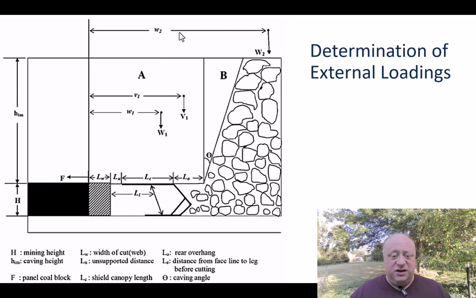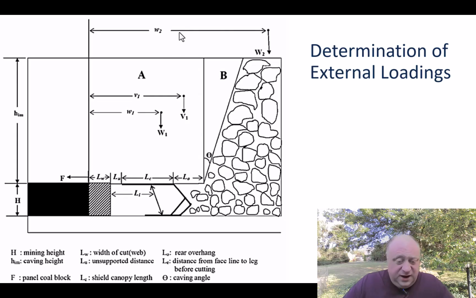Here you do see some of the variables written. Capital H is the mining height. H sub IM is the caving height. Remember I told you we'd be talking about that. F is the panel coal block. Also notice the width of the web cut. LSU is that unsupported distance between the shield tip and the face. And we have the canopy length, L sub C, the rear overhang, how far the roof overhangs that canopy. And then L sub E is the distance from the face line to the leg before cutting.